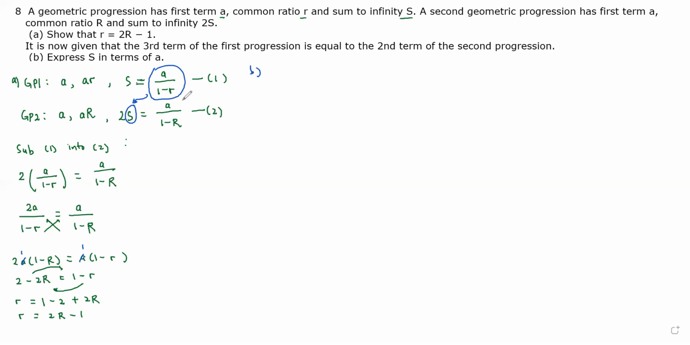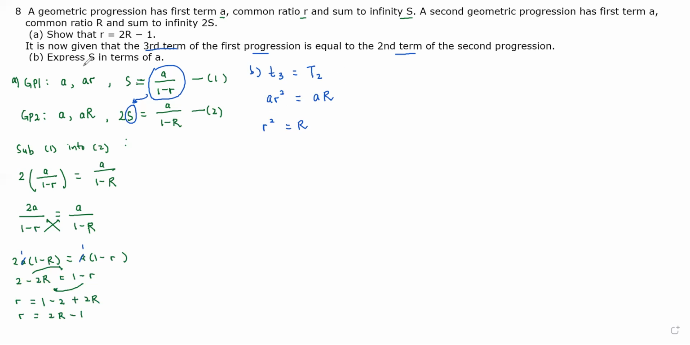Part B, it is now given that the third term of the first progression is equal to the second term of the second progression. The third term is given by AR squared. The second term is given by Ar for the second progression. So let's just ignore A, they cancel to be a 1. We see that the square of big R is little r.